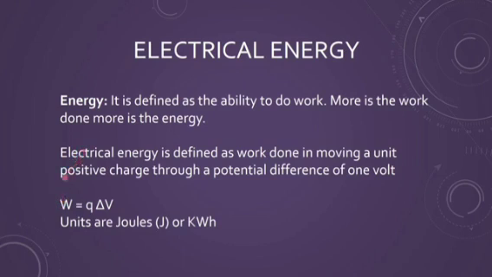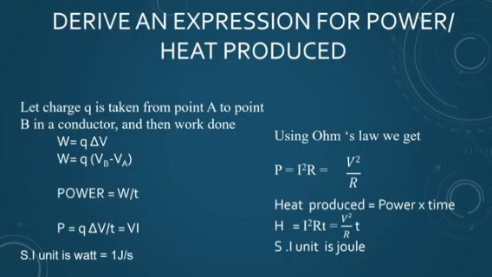So electrical energy equals work done, which equals Q delta V. Delta V is of course the potential difference, and because it is energy, the unit will be joule. When we talk about 1 unit of electrical energy, it is 1 kilowatt hour in terms of power. And of course 1 kilowatt hour equals 3.6 times 10 to the power 6 joule. So the units can be used whenever required.